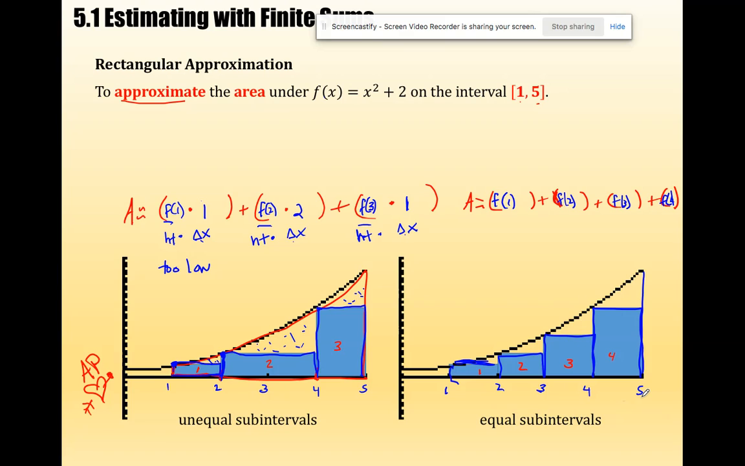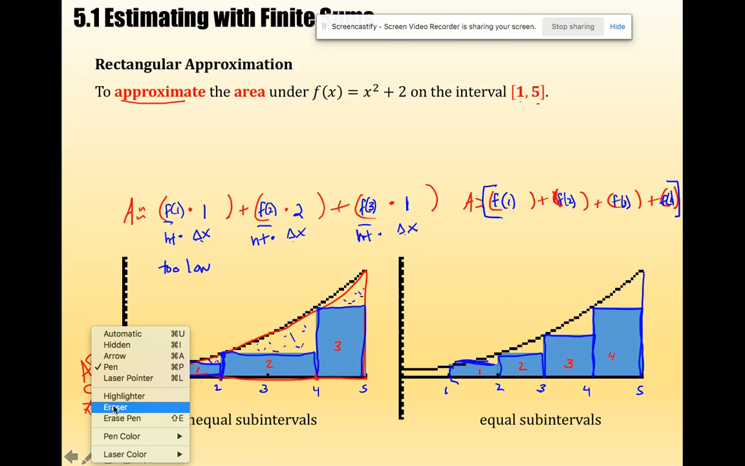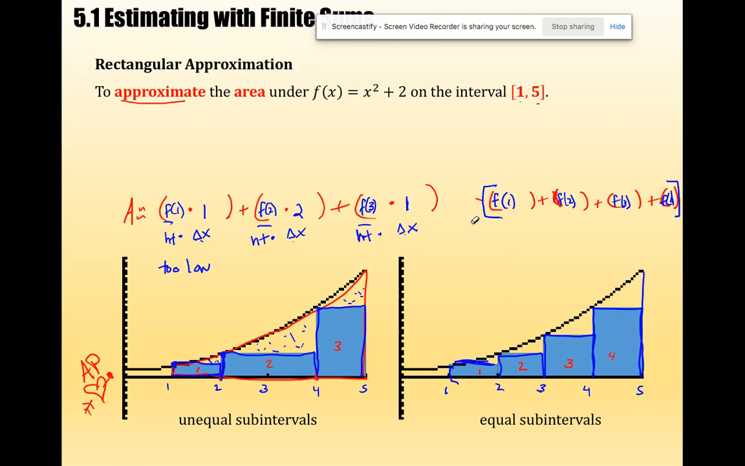Who did I forget to write? I didn't write the widths of each one, did I? What's my delta x? My delta x in this case is always the same, so I can kind of factor out delta x, right? See if I can not erase. I don't want to erase everything. I just want to erase. There we go.